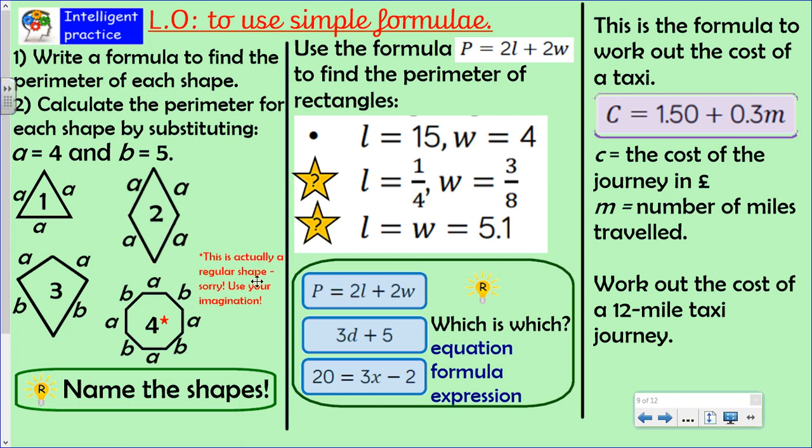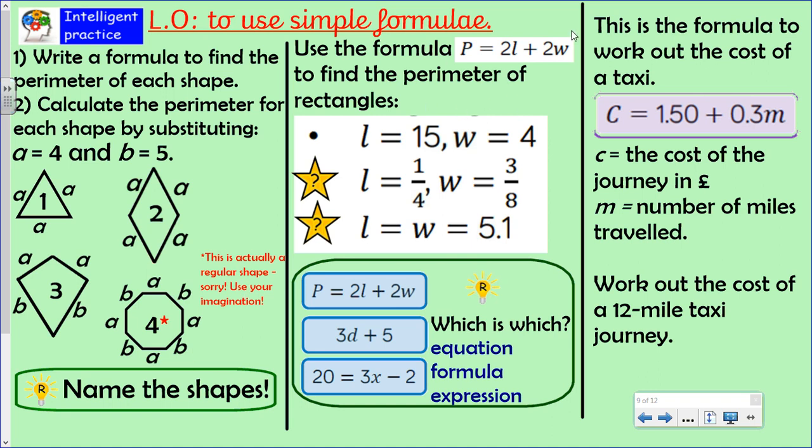And now, I did have to put next to this octagon, this is supposed to be an irregular octagon because A and B are different lengths. But I couldn't find an irregular octagon to put on the slide. So apologies, use your imagination. Reasoning: can you name the shapes? I'll leave you to think about that.